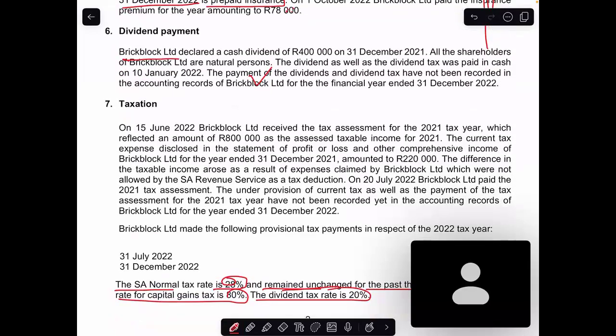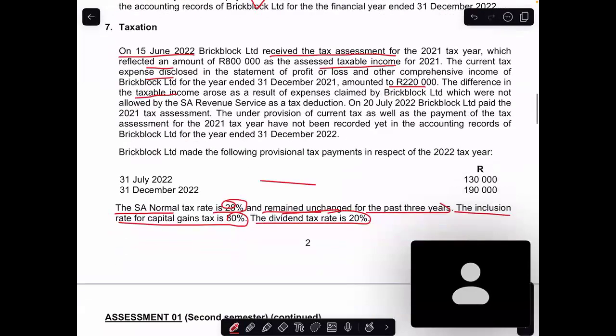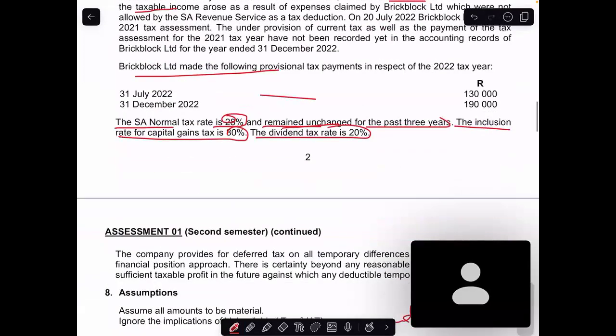Right, then what are they saying? Yes. On January, received tax, which reflected an amount of 800 as the assessed taxable income. The current tax expense disclosed in the statement of profit and income amounted to... The difference arose as BRICS paid the tax under the current financial year and made the provisional payment of this.